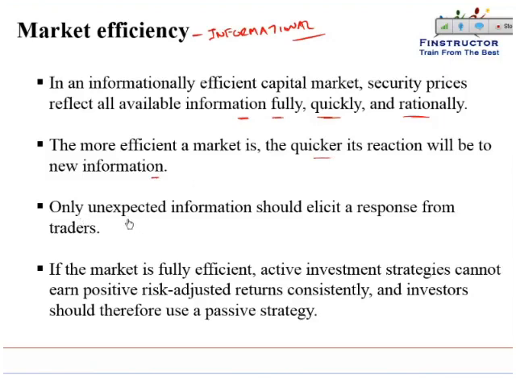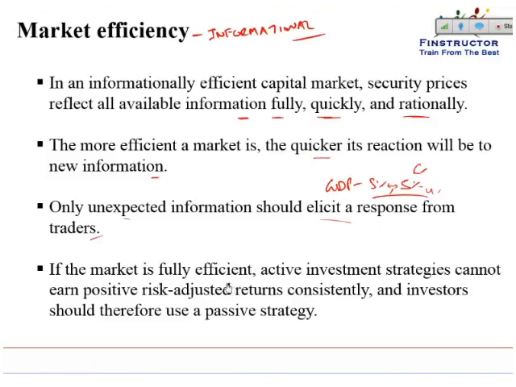Only unexpected information should elicit a response. What was already expected should already be in the price. So if a news flow comes, you're expecting GDP growth to be 5%, and the actual announcement comes and the GDP growth is 5%, then in an efficient market, news like this should not elicit a response. However, a surprise positively or a surprise negatively should result in a response from traders and should result in prices adjusting.